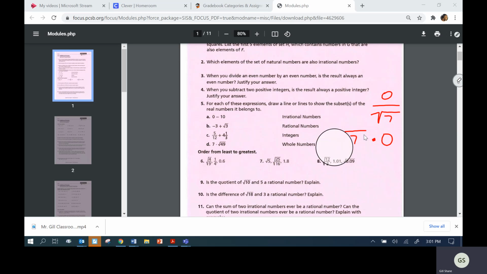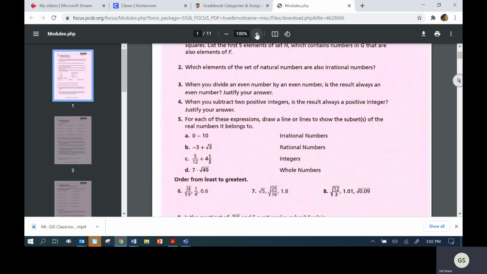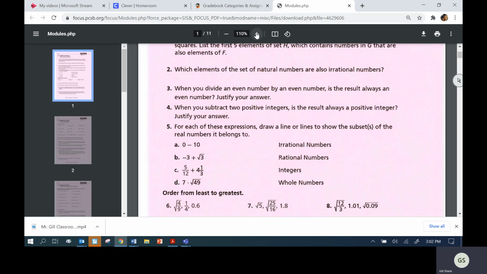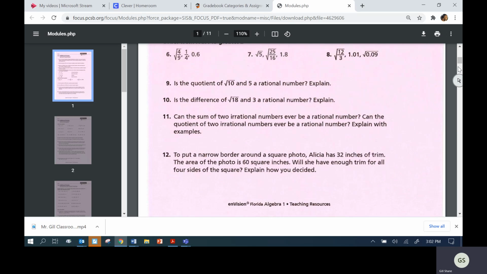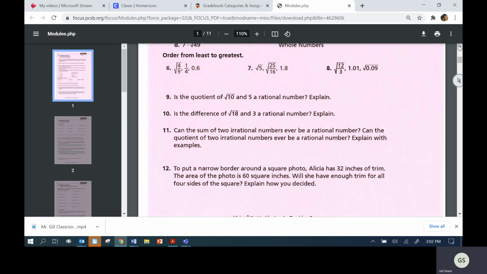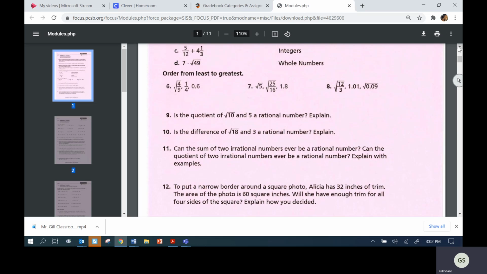So now let's talk about how to tell if something is rational or irrational. I'm going to zoom in a little bit for this. Well, just going to put my pen down. We'll zoom in a little bit. Too far. I went too far.